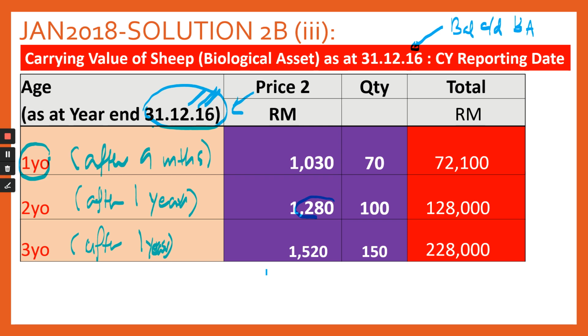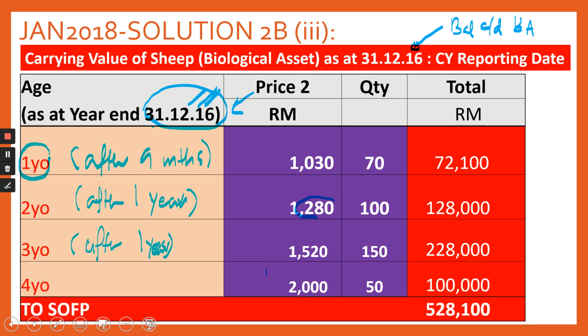Next is going to be the last one. By the beginning of the year, you have 50 3-year-old cow, but after 1 year, that 3-year-old cow will become 4 years old cow. And the price of the 4 years old cow as at 31st of December 2016 is 2,000. So that 2,000 multiplied by 50. And this one will give you the total later will be 5 to 8 100.